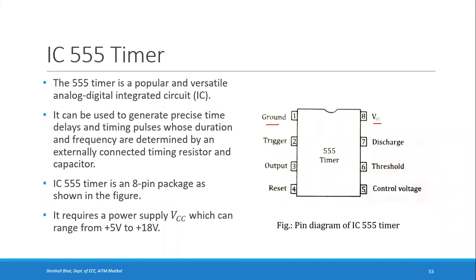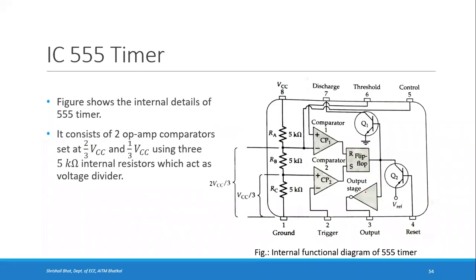So we will see the internal functional diagram of the 555 timer. This is the internal functional diagram with respect to the different pins. Pin number 1 is ground, pin number 8 is VCC. From VCC to ground, there are 3 resistances, RA, RB, and RC. Each resistance is 5 kilohms. That is one of the reasons why this particular timer is called the 555 timer.